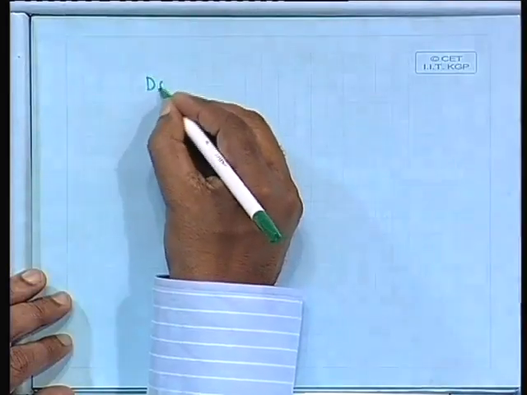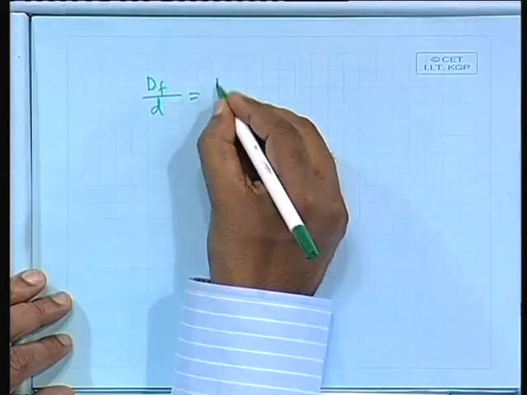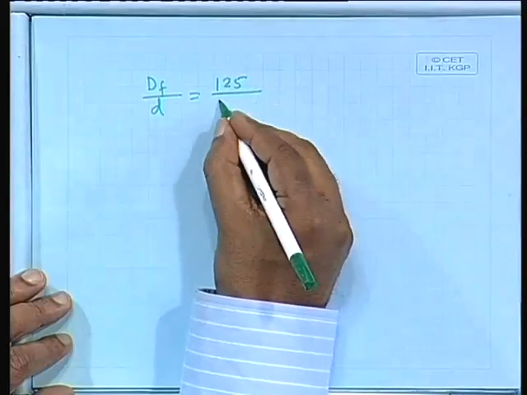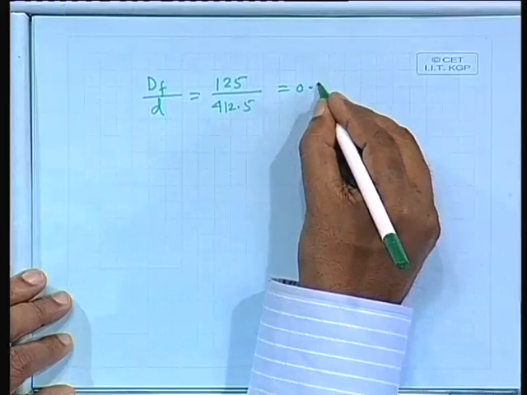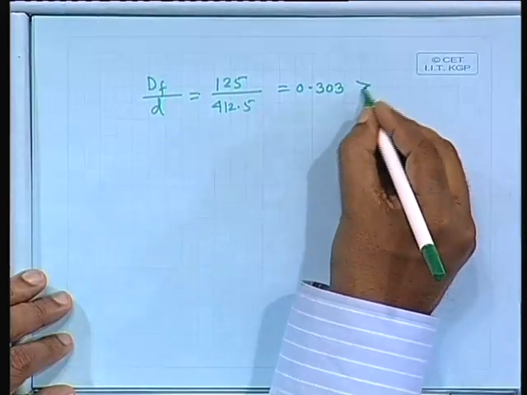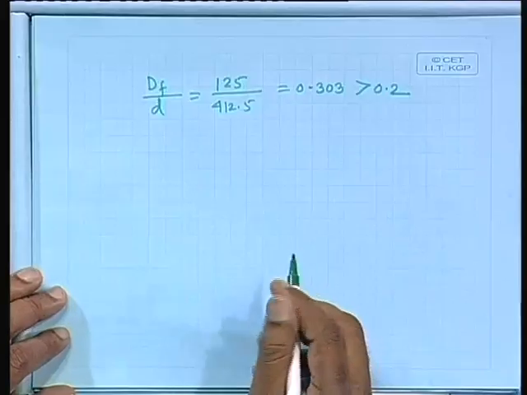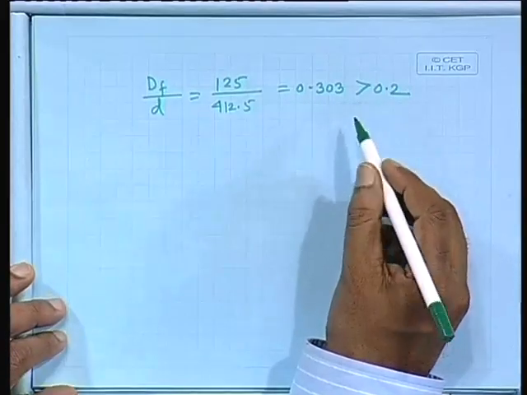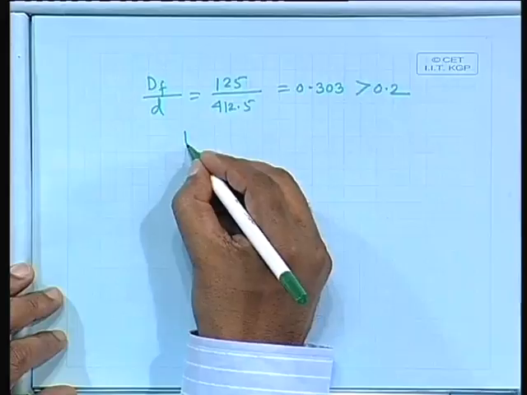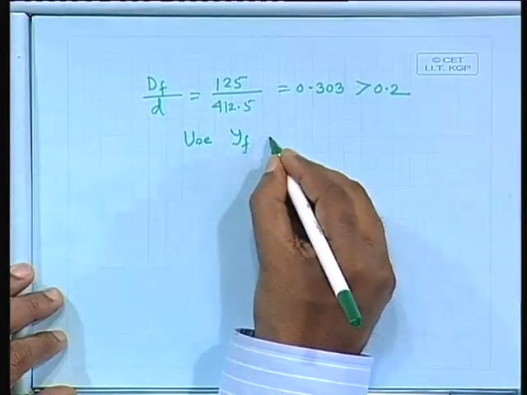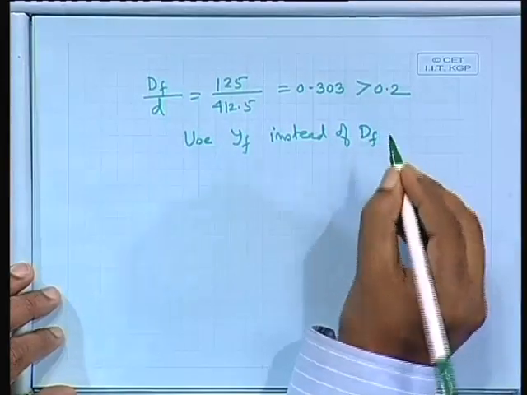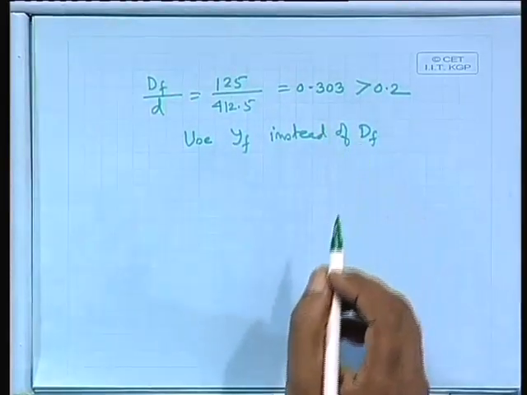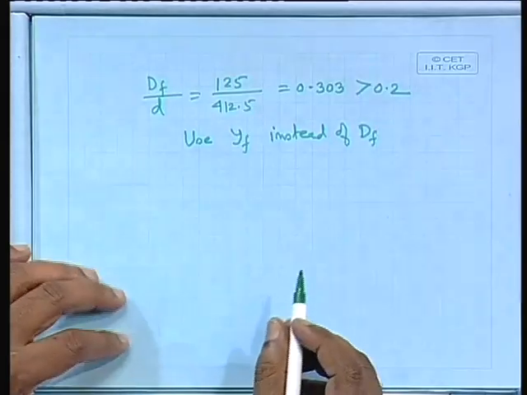What about dF by D? dF by D equal to 125 divided by 412.5 equals 0.303, greater than 0.2. So, 0.303 greater than 0.2, we have to use YF instead of DF, because the flange is not uniformly stressed.